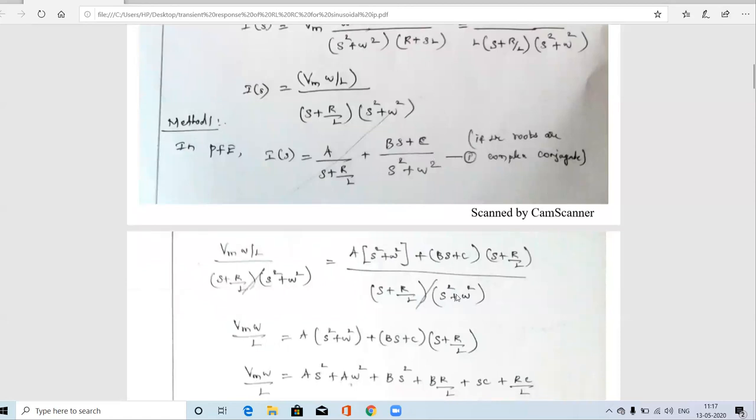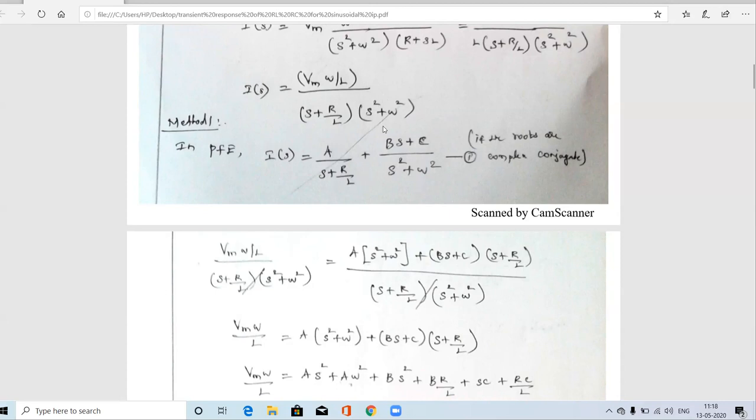This is the procedure. In the partial fraction expansion method, this I(s) can be written as, first, we split the first coefficient A divided by the first value s plus R by L. And if the second order has real roots, we split again: B divided by s plus some value, C divided by another term.